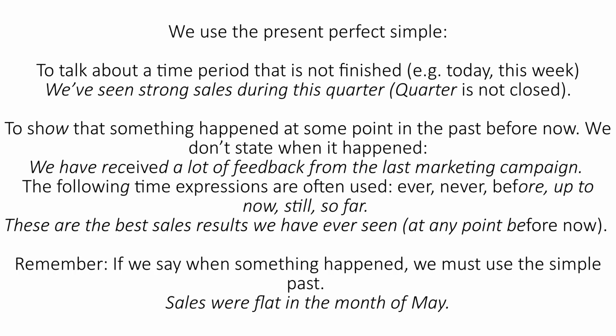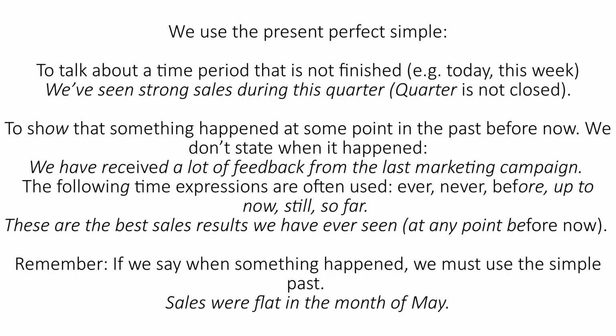You would just say, I've never been to New York. And "so far" and "up to now" basically mean "hasta ahora." Now remember, if we say when something happened, we must use the simple past. So that's important. Sales were flat in the month of May. We say the month and May has finished, so it must be the simple past. If we were still in May, we could say sales have been flat this month, because this month hasn't finished.